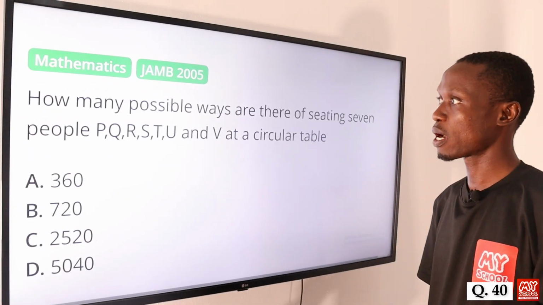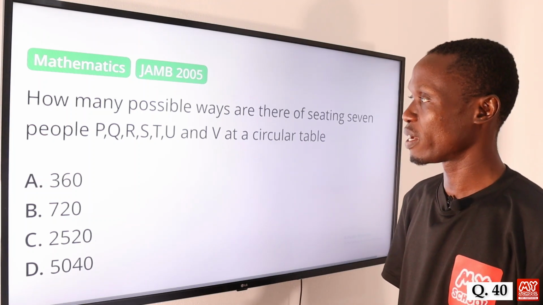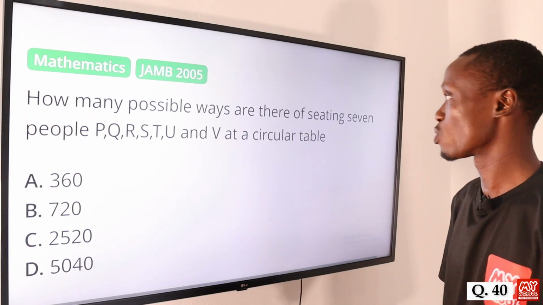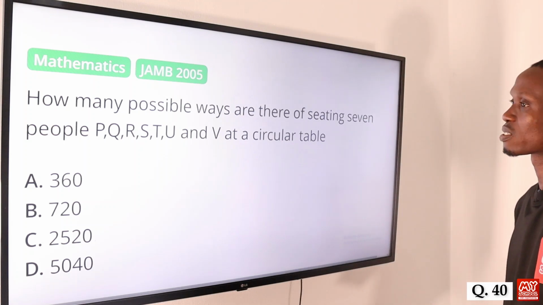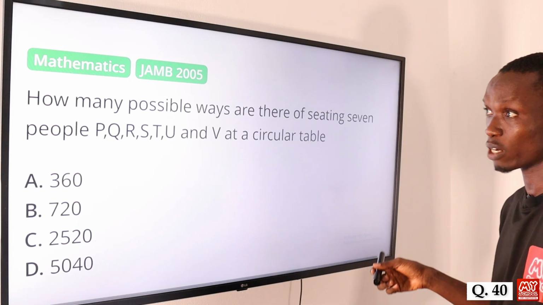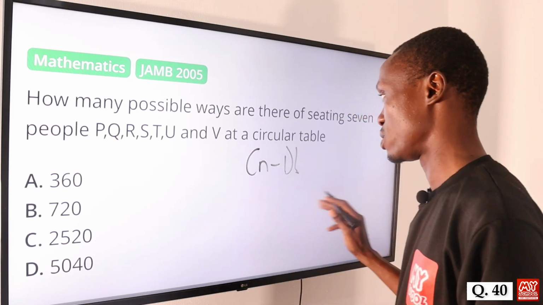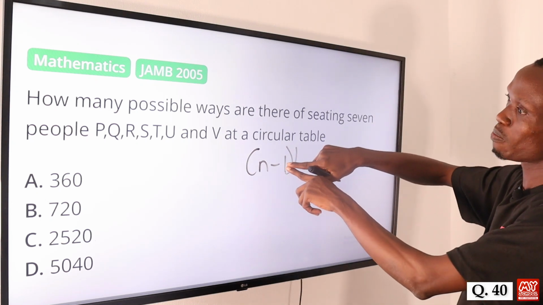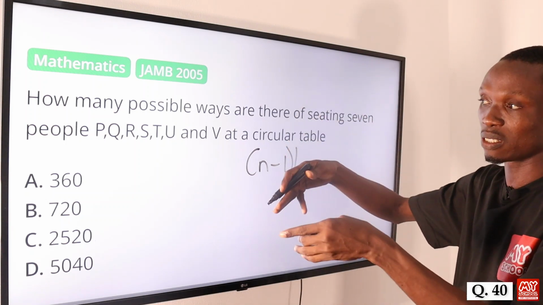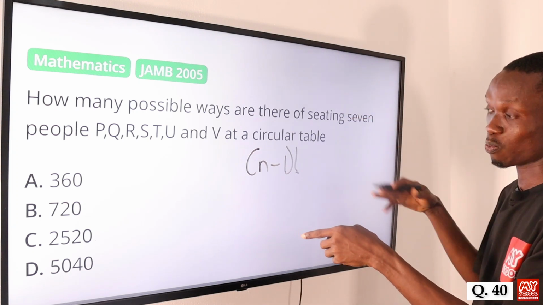Question 40. In how many possible ways can 7 people, P, Q, R, S, T, U, and V, be seated at a circular table? Okay, so in order for 7 persons to sit at a circular table, we can do that in n minus 1 factorial ways. Okay, so the 1 here simply means that in order to avoid redundancy, you have to keep one person down as the reference point, then you now arrange the remaining 6 persons around.